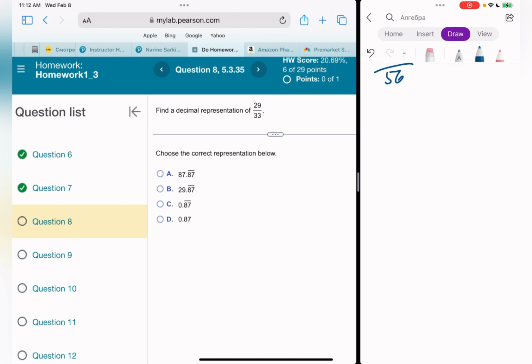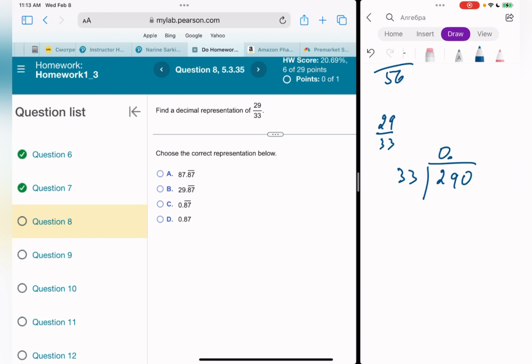So 29 over 33. That means I take 29 and divide by 33. It's going to be 0, right? So put decimal and then adding another 0, 290. I can clean this decimal, I don't need it. More importantly, after 0 I put decimal. 290 divided by 33.